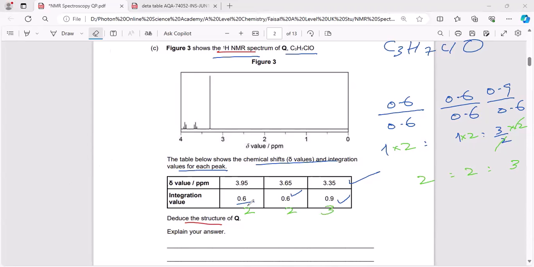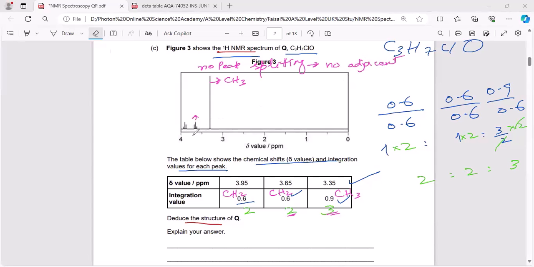What does this mean? This 2 represents that I have 2 protons attached with carbon. This 2 represents that I have 2 protons attached with carbon. This 3 represents that I have 3 protons attached with carbon. So this is the largest peak. This is CH3. And there is no peak splitting, right? It means with this CH3, there is no adjacent proton, no peak splitting, so no adjacent proton.